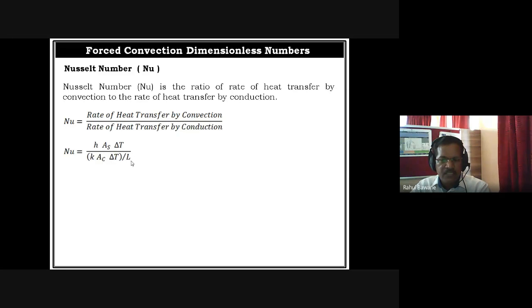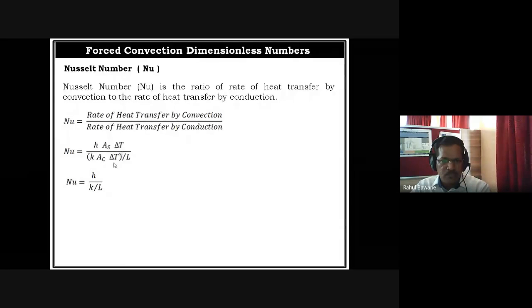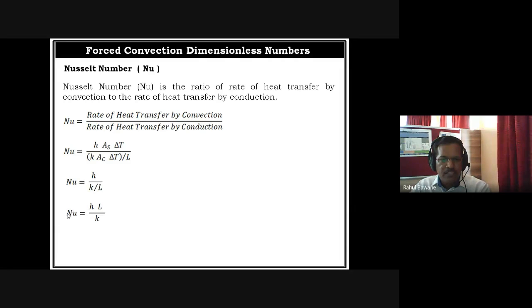Here we are mentioning the length of path. If we consider that the surface area and cross-section area are the same, so that gets cancelled. For the same temperature difference, delta T gets cancelled, so we finally obtain Nusselt number is h upon K L. Definitely this L stands for characteristic length. Simplifying this, Nusselt number is h Lc upon K, and this is similar to our Biot number, correct? So h Lc, characteristic length, upon K.